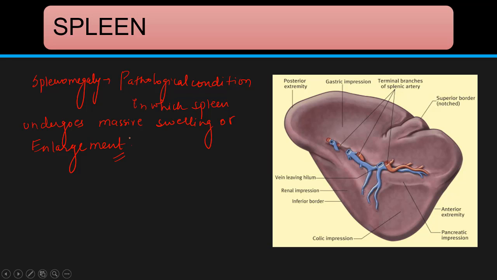Because of enlargement of spleen, it may be due to the infection or autoimmune condition. There are many cases where splenomegaly is seen. This is the morphology, anatomy of the spleen, yet you don't have to remember everything.